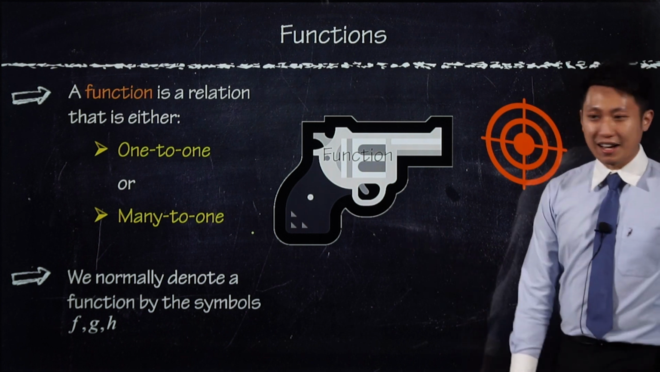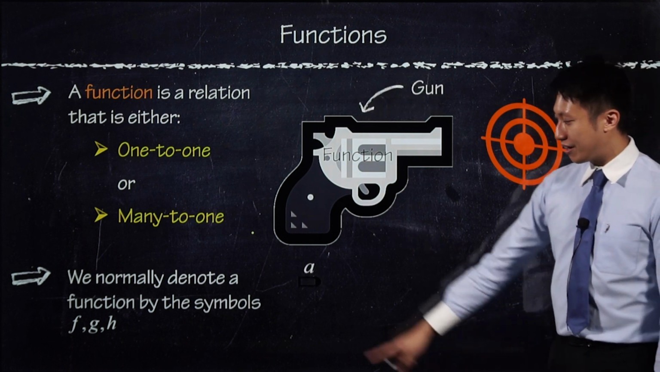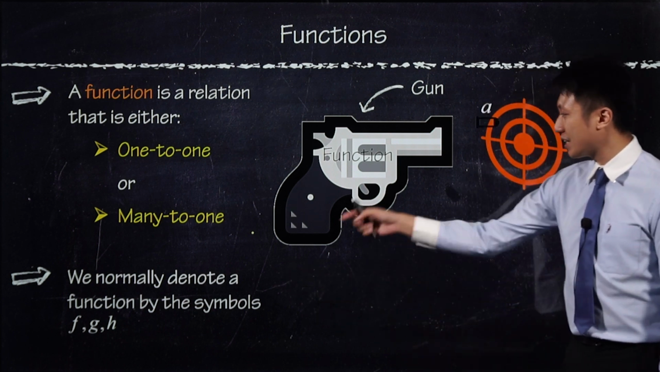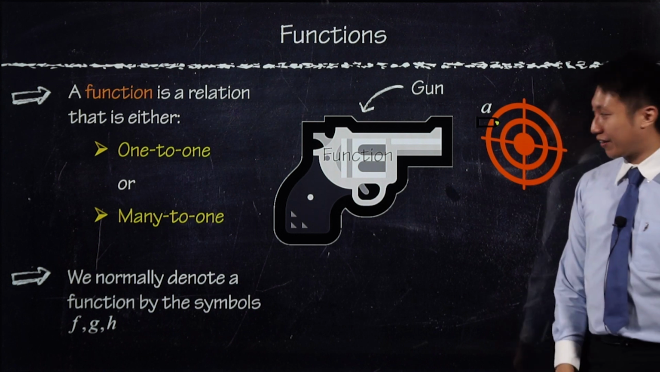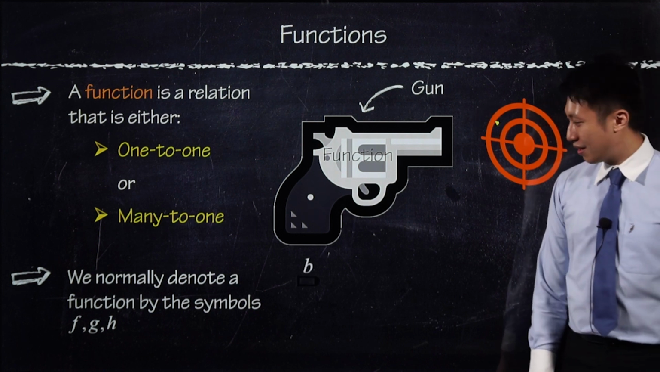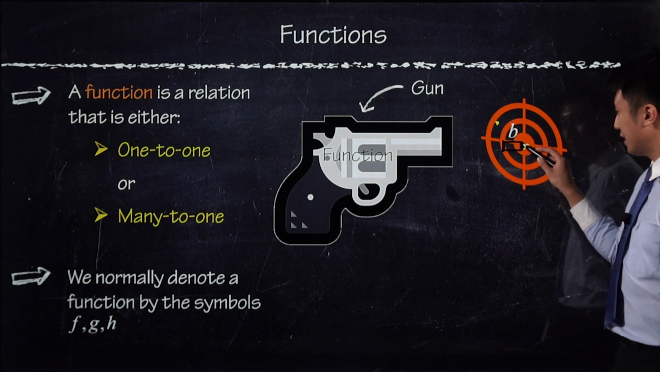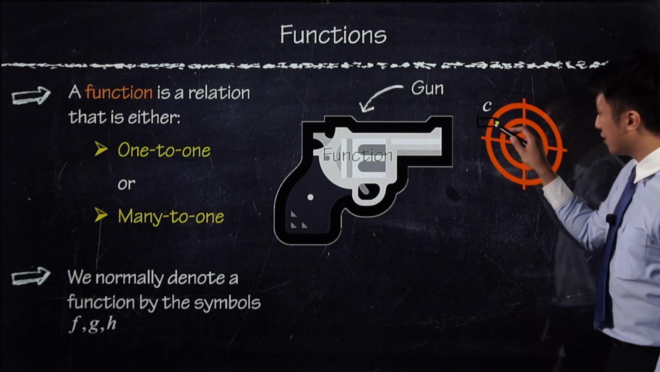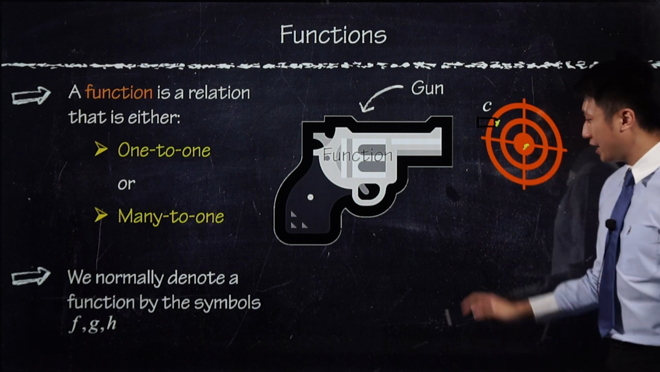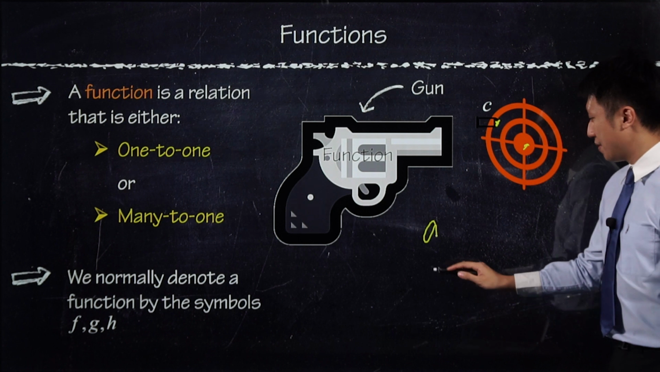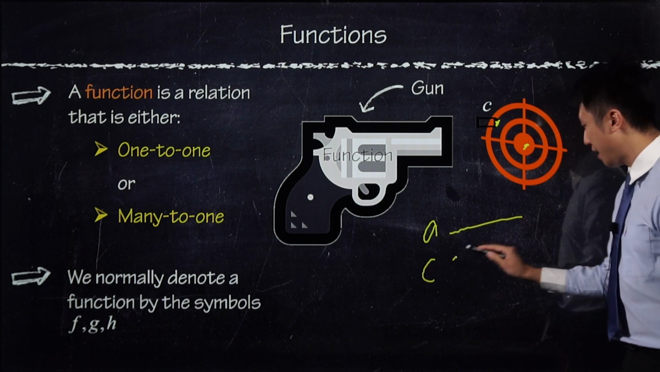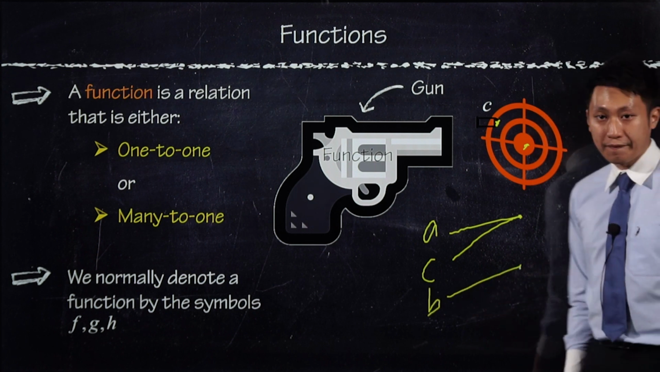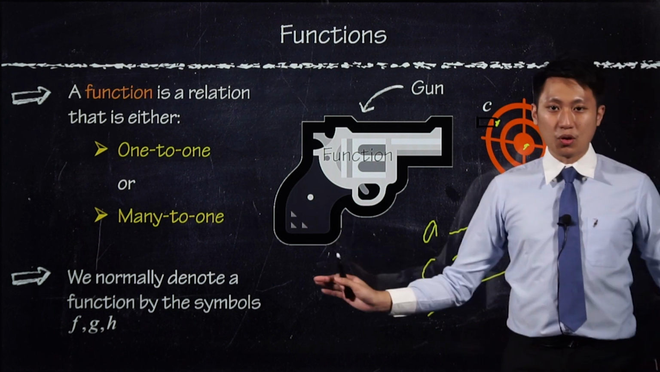You can think of a function as a gun. Let's say you have a bullet A. This bullet is something in your domain. Then you shoot out and maybe it hits this point. Then you have bullet B, you shoot out, maybe it hits this one. Then you have C, you shoot out, it hits the same point. Meaning that A and C both map to the same point here, but B maps to an individual point.